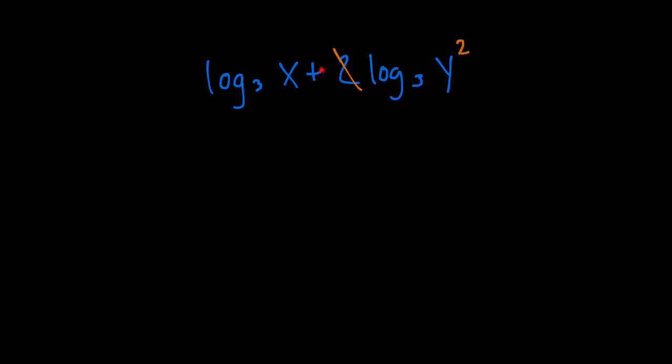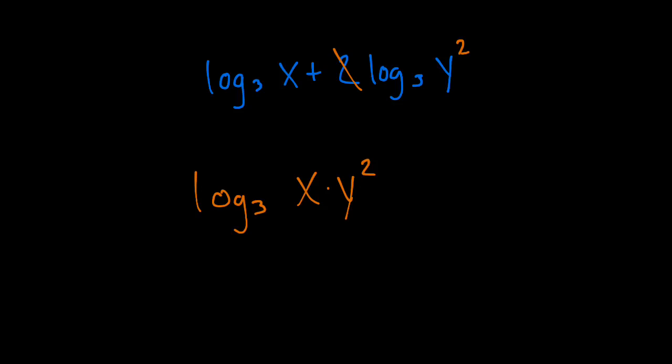And then we just have to pay attention to the sign in front of each of our logs. Since both of these are positive, that means they would have expanded from a product. Right? So they're going to condense into a product. So we're going to have log base 3 of x times y squared.